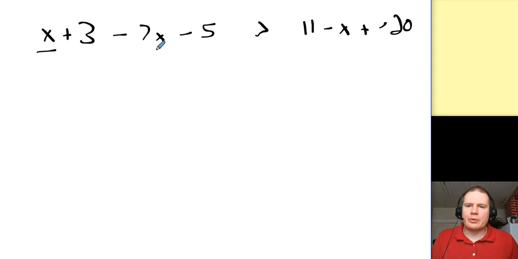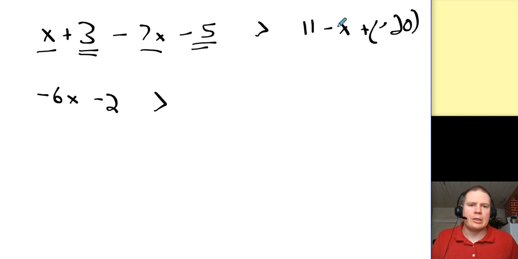I'm simplifying this expression, x minus 7x. That's a single x here, right? 1x minus 7x, that's negative 6x. 3 does not have any x's, so that's a like term with negative 5. 3 minus 5 is negative 2. Right? 11 minus x, not like terms. I don't know how far less than 11 I've gone, but plus a negative 20, whether I have parentheses around it or not, 11 minus 20, that's negative 9.